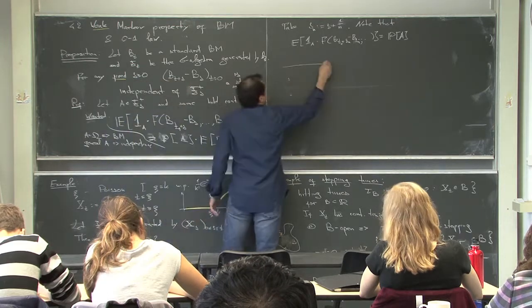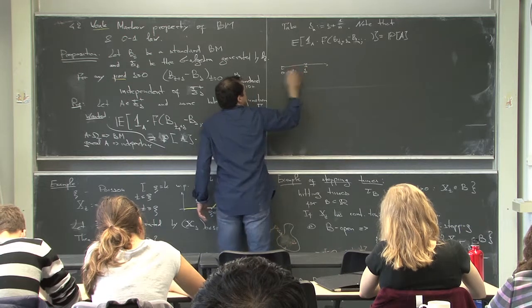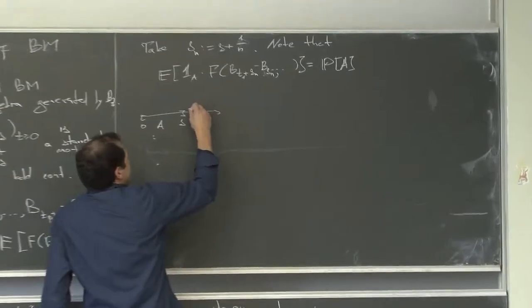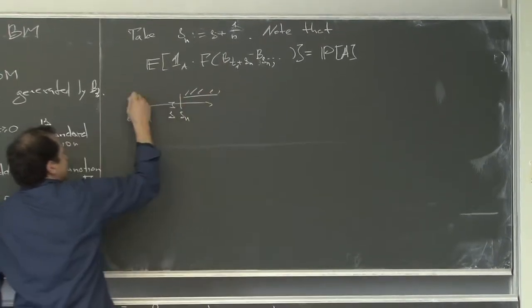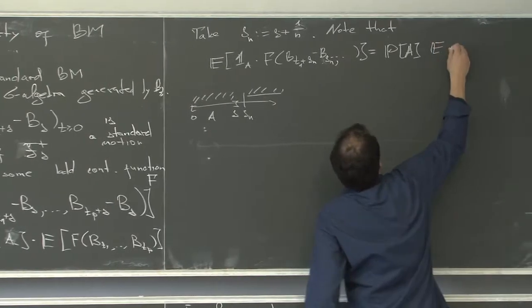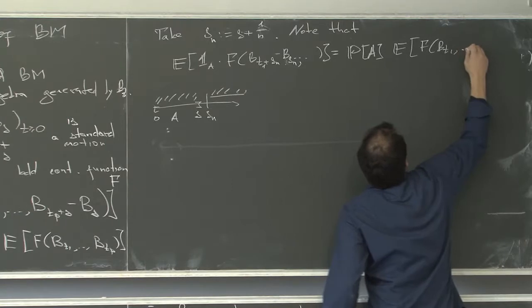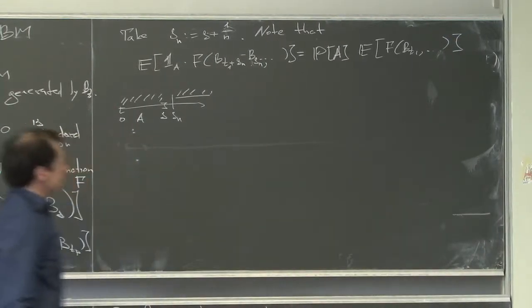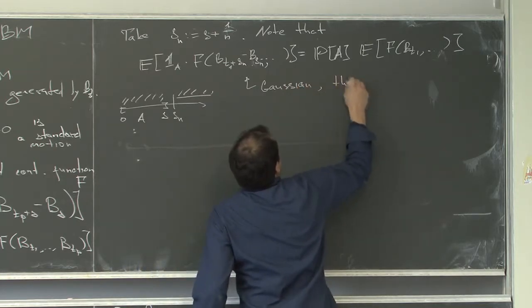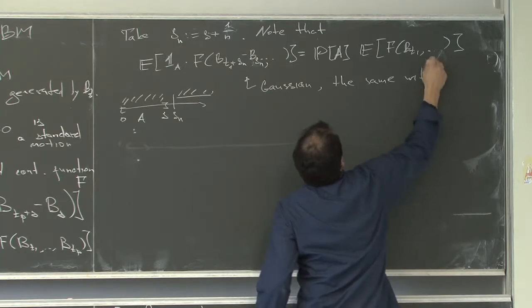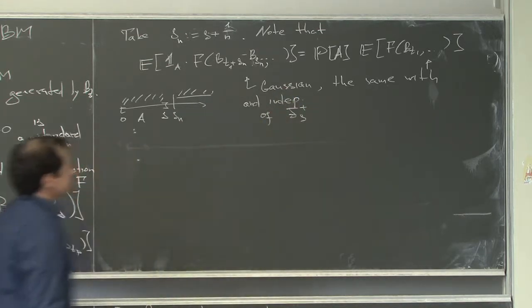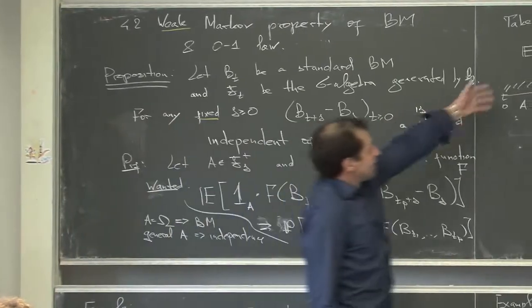Now, what's the picture? A lives here, it's an intersection of everything which is further. Here is s_n, and all the increments live there. Those are independent. So this is the probability of A times the expectation of f of B_{t_1}, etc. Because we know that this is basically the Gaussian distribution, the same as this distribution, and independent of F_s plus.